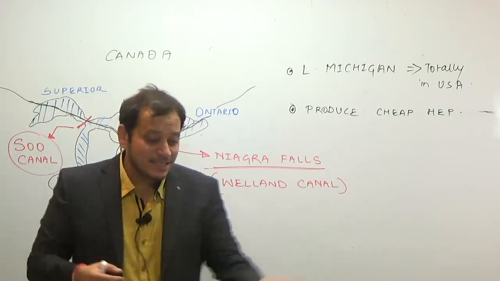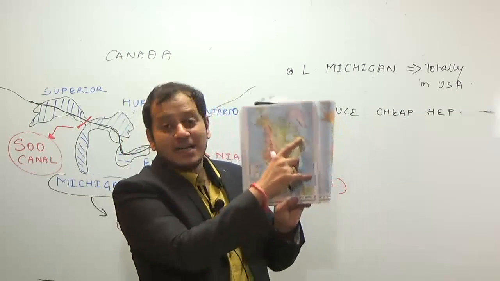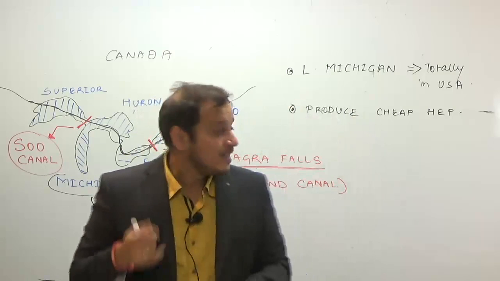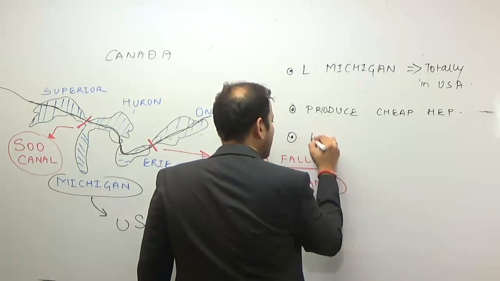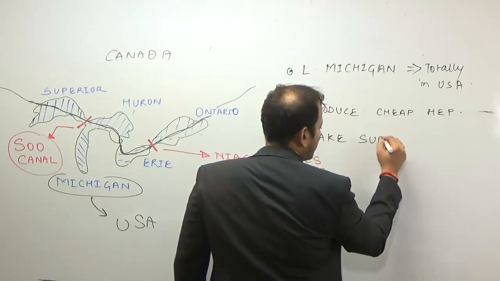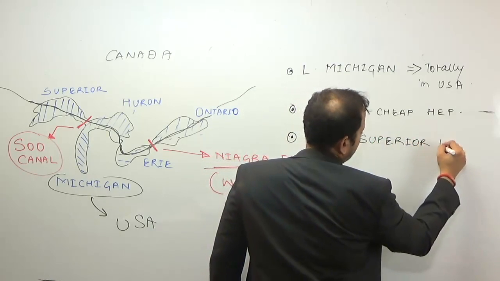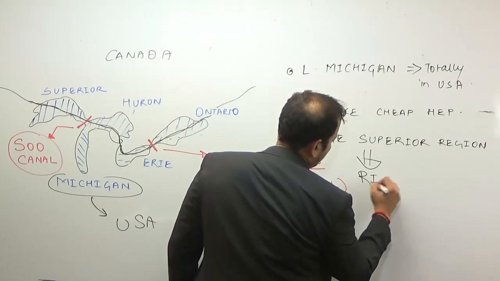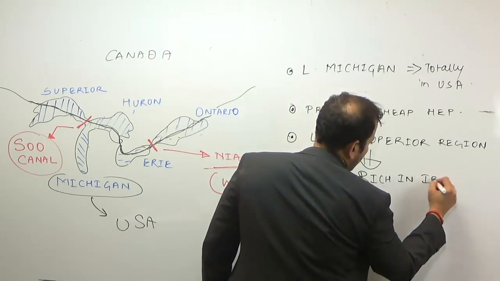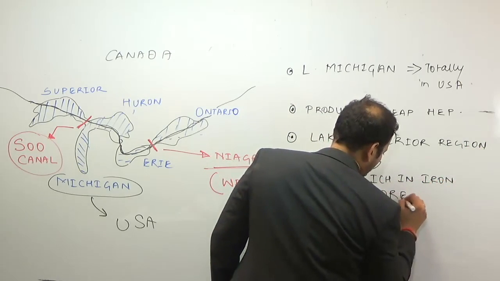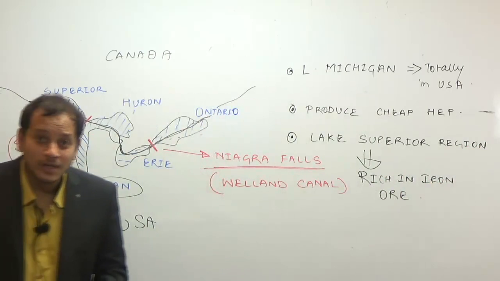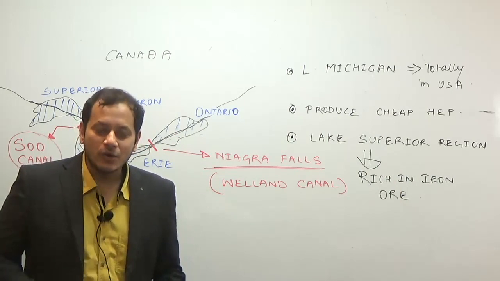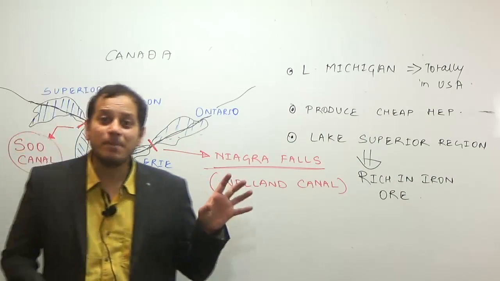Also surrounding the Great Lakes region, you can see the Canadian Shield area, the Labrador and the Laurentian Plateau region, is the Lake Superior region. This region surrounding Lake Superior is rich in iron ore. So you are getting iron ore, and we are getting cheap hydroelectric power. So no doubt, iron ore is present, cheap HEP is present.